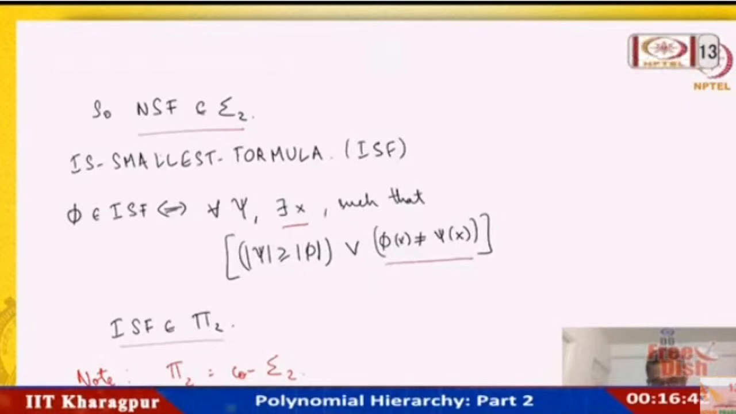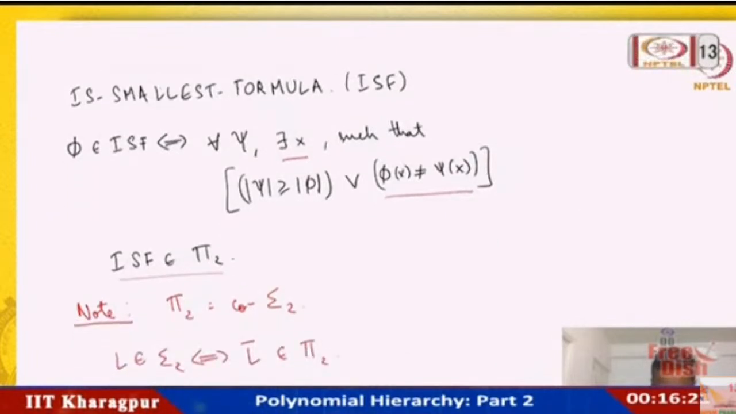Is smallest formula is in pi2, and you can see that is smallest formula and not smallest formula are complement languages. If it is the smallest formula, then if it is not the smallest formula, it's a negation. And there's another illustration to show that anything that is in pi2, if you take the complement, it is in sigma2, and vice versa. That is what I have written here in other words, that pi2 is co-sigma2. Again, what do I mean by co? So a class x and the class co-x.